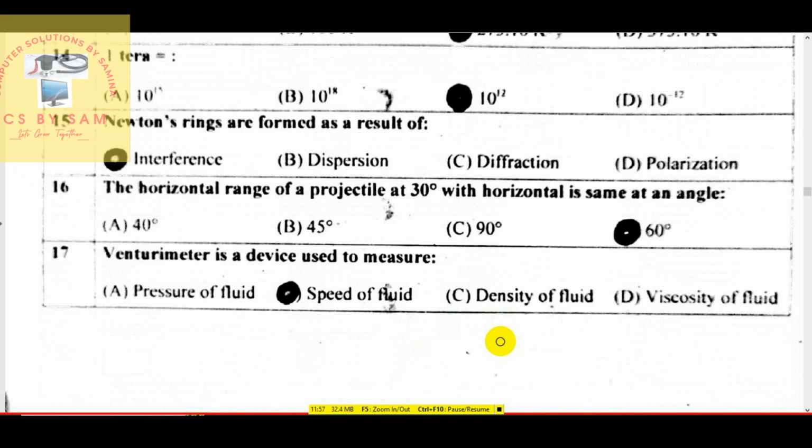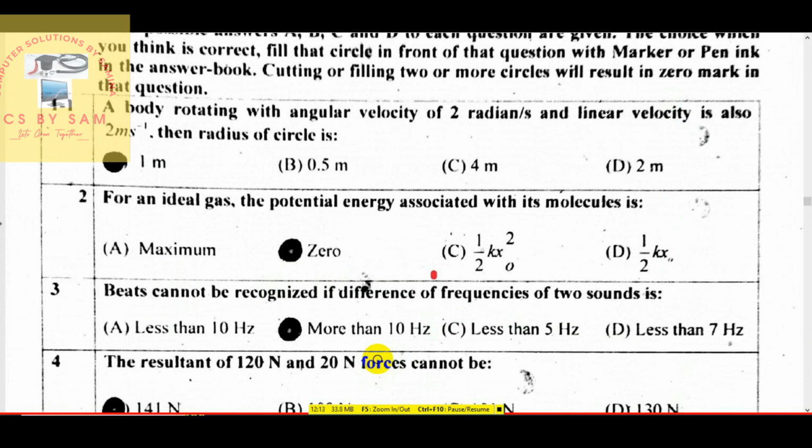The horizontal range of projectile at 30 degree with horizontal is same at an angle of 60. Venturimeter is a device used to measure the speed of the fluid. Next, a body rotating with angular velocity of 2 radians per second and linear velocity is also 2 meter per second, then the radius of circle is 1 meter.